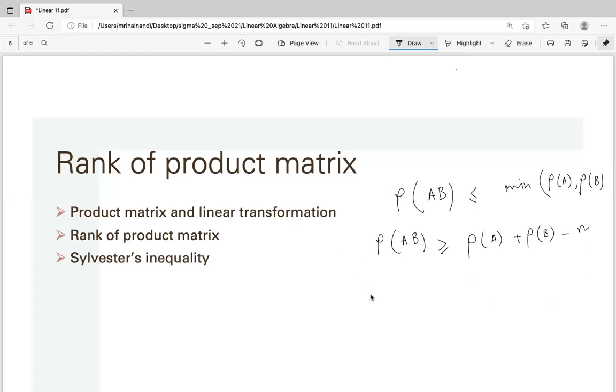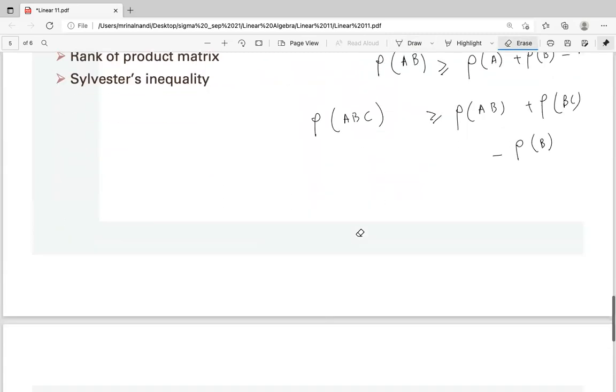And then one more inequality is there, the Frobenius inequality for three matrices A, B, C. This is the rank of AB plus the rank of BC minus the rank of B, the common part. You can get the proof in Rao and Bhimasankaram. You just take the proof from there. It's not difficult.